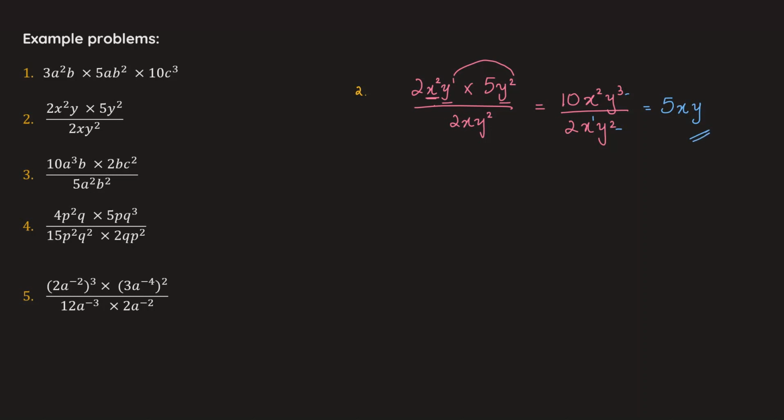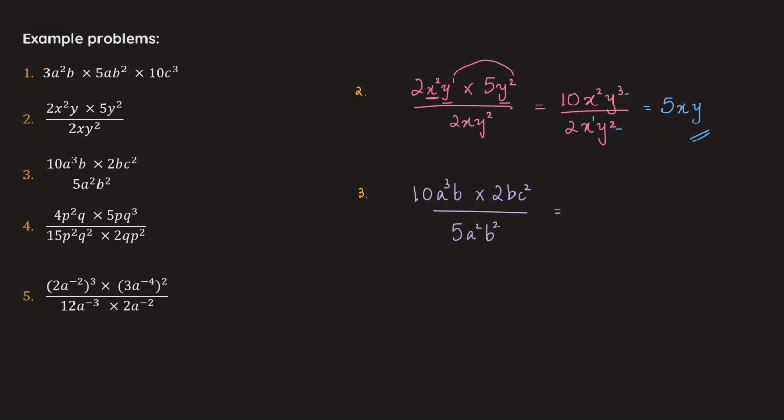So now let's go to the third question: 10a cubed b times 2bc squared divided by 5a squared b squared. This question is just like the previous one. So if you want to, you can go ahead and try it out. You can pause the video and try the question by yourself and then resume it to see how it's done. So let's solve the question.